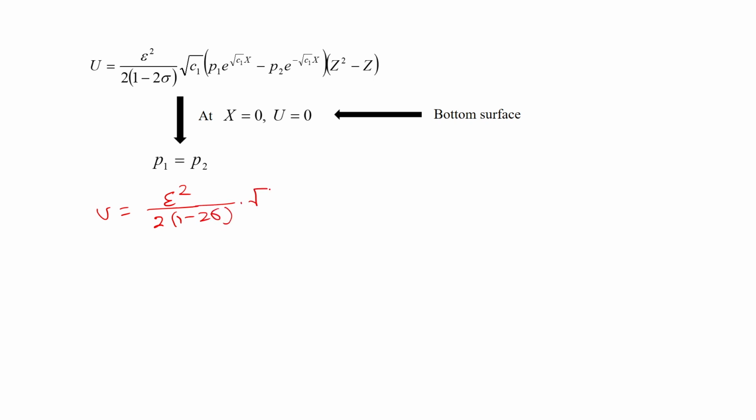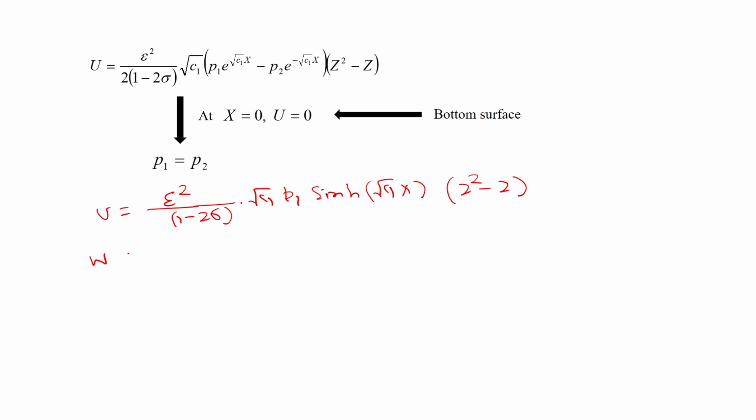Therefore, u should be equal to epsilon square by 2 into 1 minus 2 sigma, square root of C1, and this is P1, and this 2 will be used over here. So, it is exponential square root of C1 x minus exponential minus. So, this is a sine hyperbolic function. I will get rid of this 2 here and write sine hyperbolic square root of C1 into x, and here z square minus z.